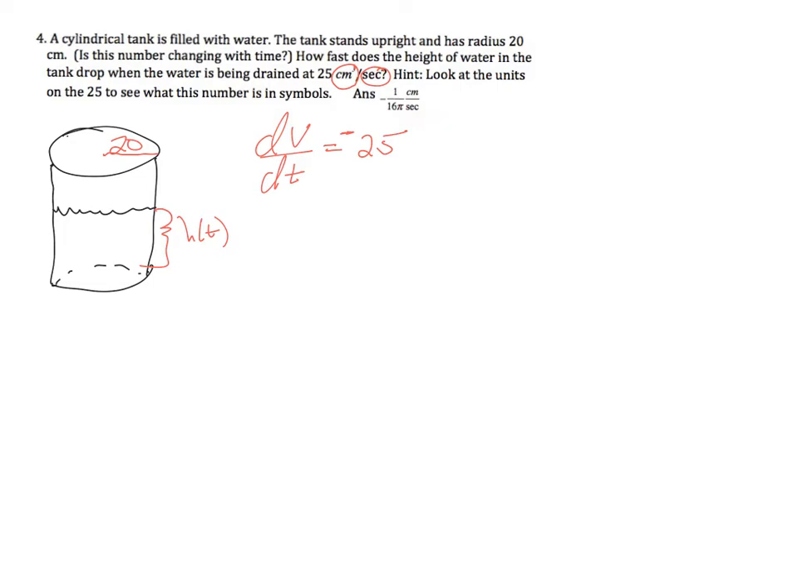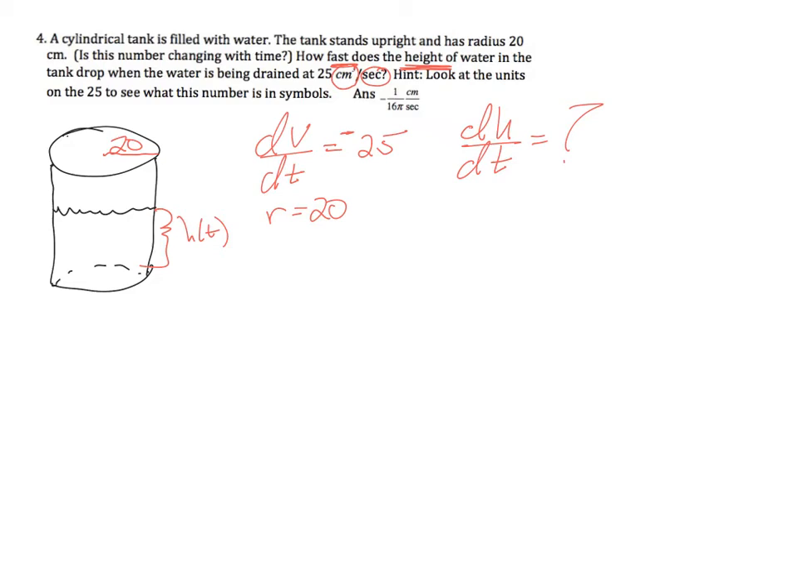Okay, and they also tell me that R is 20, and that's not changing. And what I'm trying to find, what is it that I'm looking for here? How fast does the height of the water in the tank drop? So that tells me I'm looking for a rate of change. How fast is something changing? And so I'm looking for dH dt. How fast is the height changing as water is being drained out of the tank? Okay, so I know what I'm looking for. I know what I'm given.